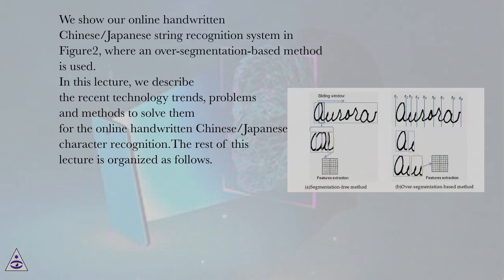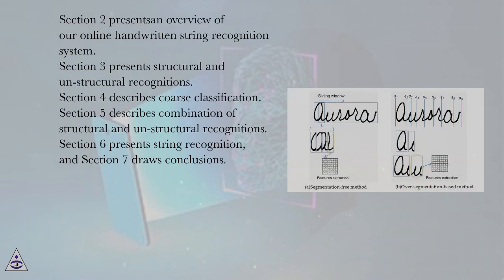The rest of this lecture is organized as follows. Section 2 presents an overview of our online handwritten string recognition system. Section 3 presents structural and unstructural recognitions. Section 4 describes coarse classification. Section 5 describes combination of structural and unstructural recognitions. Section 6 presents string recognition, and Section 7 draws conclusions.